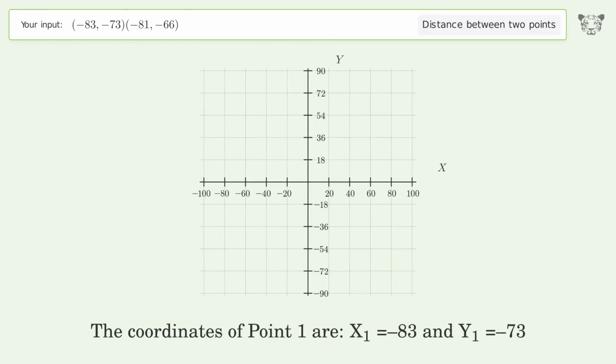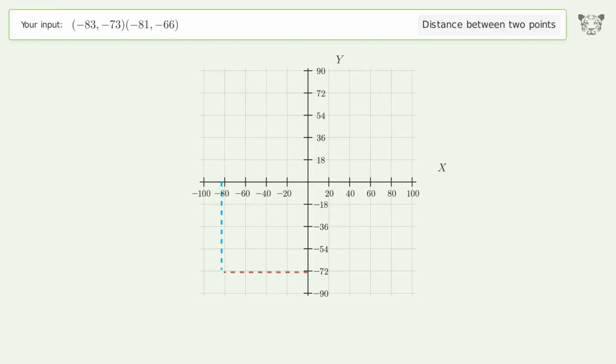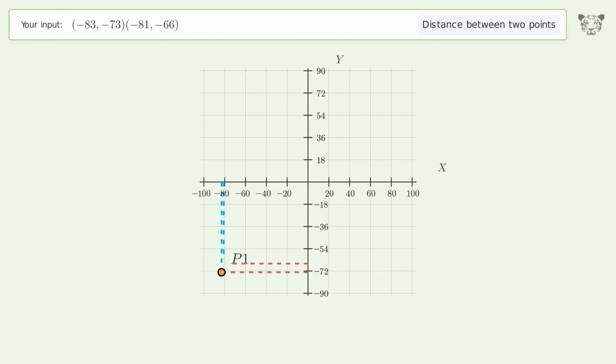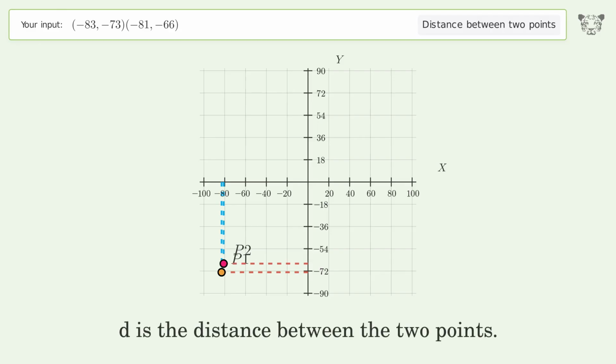The coordinates of point 1 are x1 equals -83 and y1 equals -73. The coordinates of point 2 are x2 equals -81 and y2 equals -66. D is the distance between the 2 points.